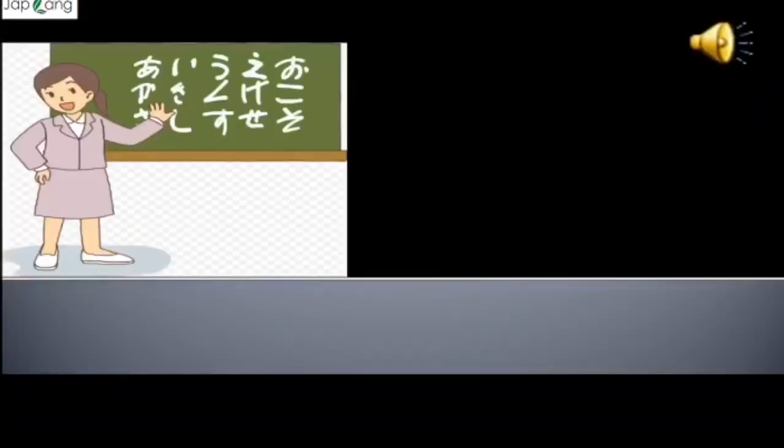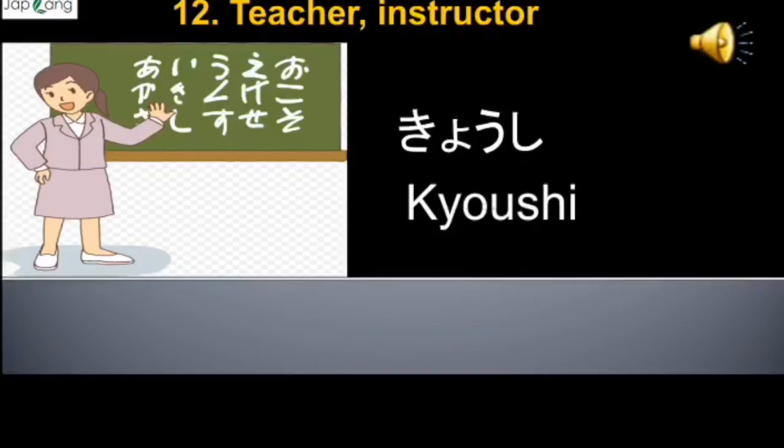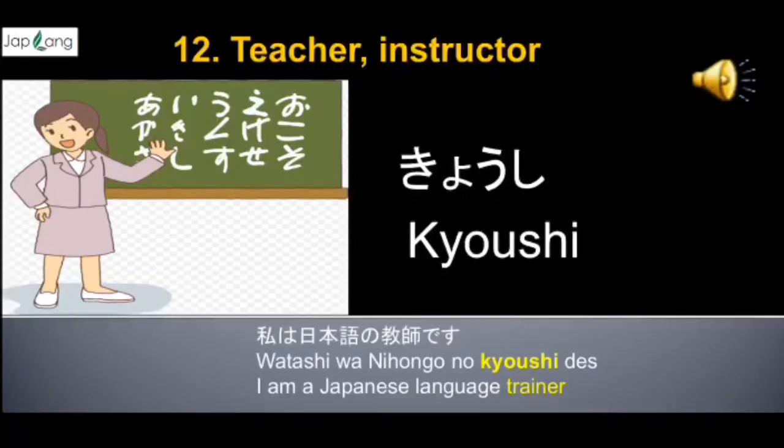Sensei. Now here again, this picture shows the teacher or instructor. Right? I said it would be kyoshi. Now if I want to say I'm a trainer, or I'm an instructor of the Japanese language, in that case I can say watashi wa nihongo no kyoshi desu. When I'm referring to my own job, I will not say sensei. I'll say kyoshi. So watashi wa nihongo no kyoshi desu. Let's listen to the Japanese sound. Kyoshi. Example, watashi wa nihongo no kyoshi desu. That's what we have already learned. I'm a Japanese language trainer.